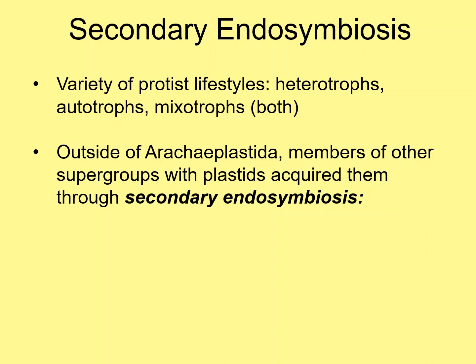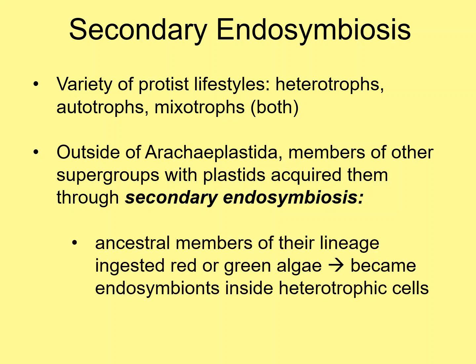It did get broken down partially and in different lineages to different degrees. In some cases, there's hardly any of the eukaryote cell left. In some, there's more. But essentially the same situation where the plastids start living inside the heterotrophic eukaryote cell. And now that cell has acquired those characteristics of the algae that it ingested.